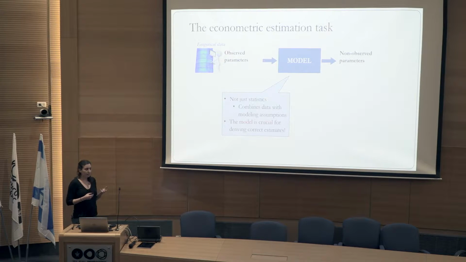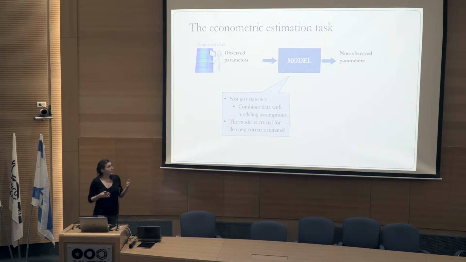So this econometric task is not just statistics, but it combines data with some modeling assumption. And the model here is crucial. The model is what allows us to get parameters that we cannot directly get from the input data. But on the other hand, the correctness of this whole estimation process strongly depends on the correctness of the models that we use. So it is very important how we choose this model.